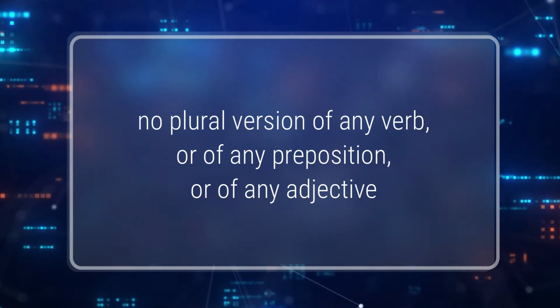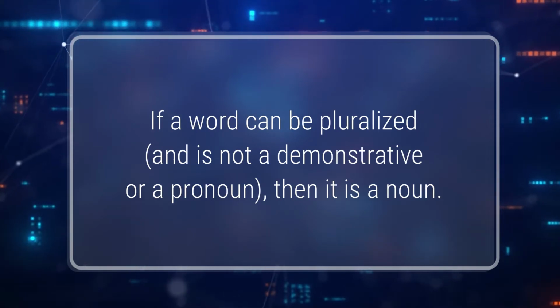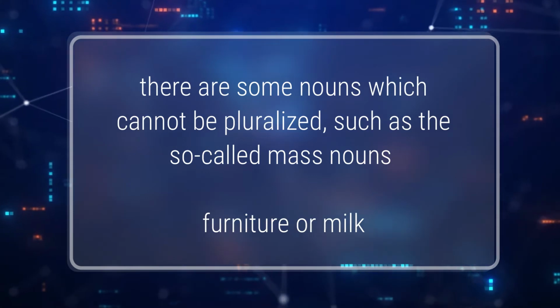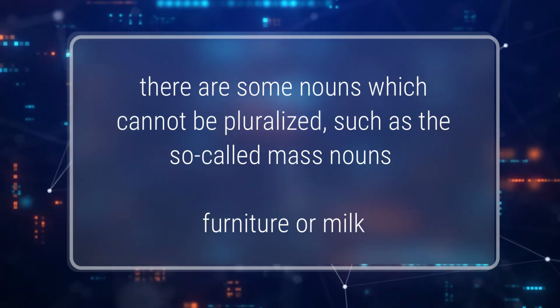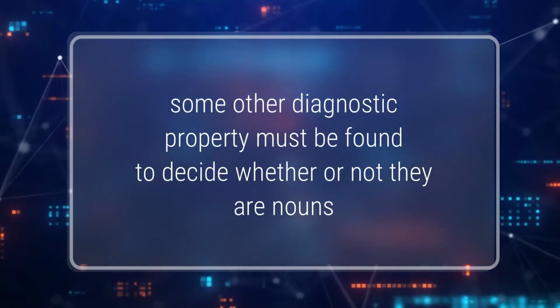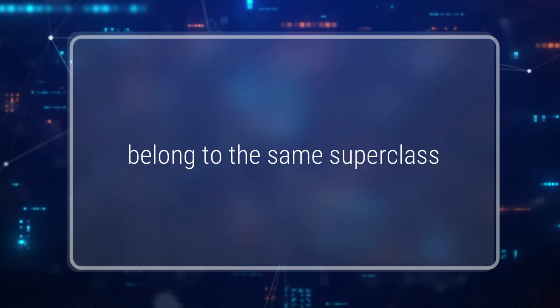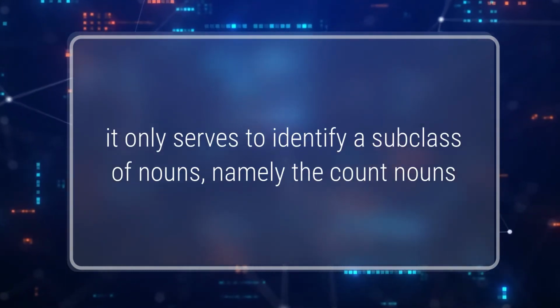We can see that there is no plural version of any verb, or of any preposition, or of any adjective. If a word can be pluralized, then it is a noun. The reverse does not always hold. That is, there are some nouns which cannot be pluralized, such as the so-called mass nouns like furniture or milk. For these mass nouns, some other diagnostic property must be found to decide whether or not they are nouns. We will also need some diagnostic that lets us conclude that mass nouns and count nouns are indeed nouns, do indeed belong to the same superclass. As for the pluralizing test, it only serves to identify a subclass of nouns, namely the count nouns.